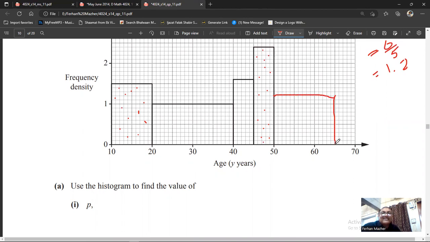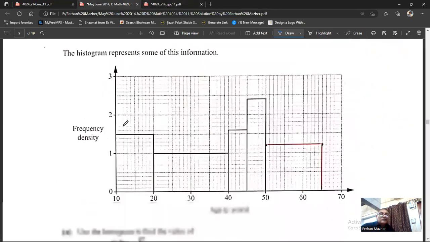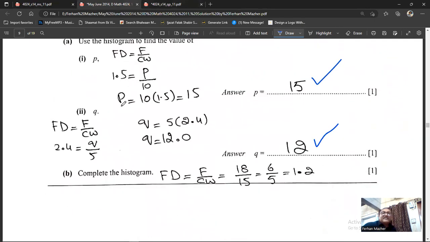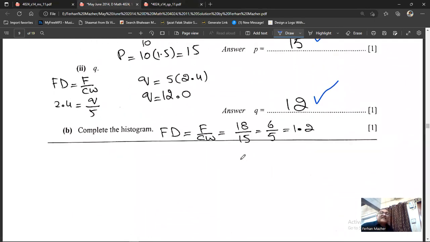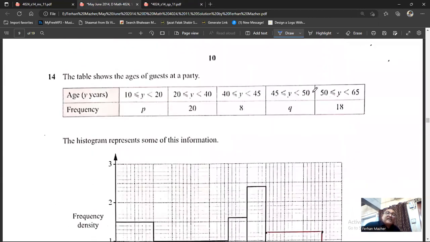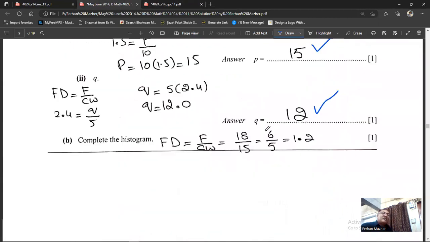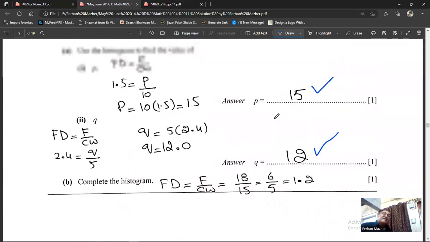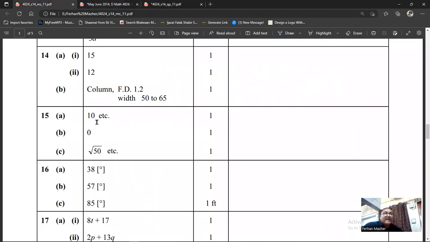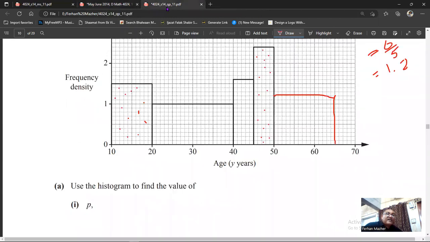Sorry, these lines are not straight. I'm just trying to show you. So here you can see I have drawn that, and this is the procedure. I found the frequency density for that class. Frequency is 18 and the class width is 15. So we found the frequency density, and then we plotted this. This is that thing which we have plotted. Hopefully you understand. This is the answer. Our answers are right.